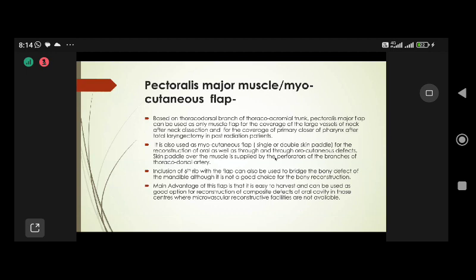A skin paddle over the muscle is supplied by perforators of branches of thoracodorsal artery. Inclusion of sixth rib with the flap can also be used to bridge the bony defect of the mandible, although it is not a good choice for a bony reconstruction. Main advantage of this flap is that it is easy to harvest and can be used as good option for reconstruction of composite defect of oral cavity in those centers where microvascular reconstructive facilities are not available.